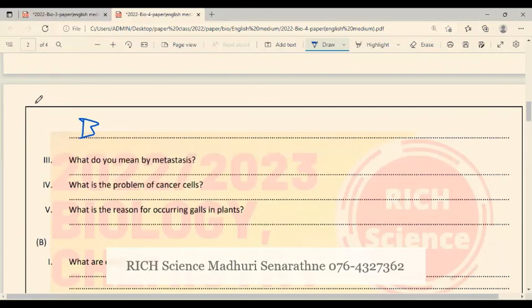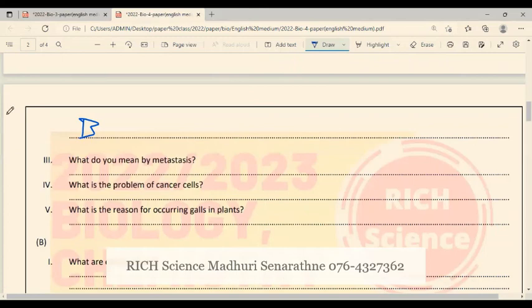Okay, that's all. What is the reason for the occurrence of galls in plants? You have to write uncontrolled mitotic cell division. The four terms should be there.